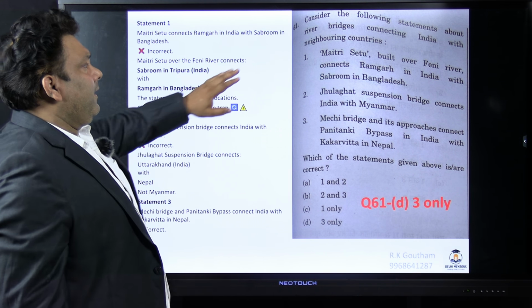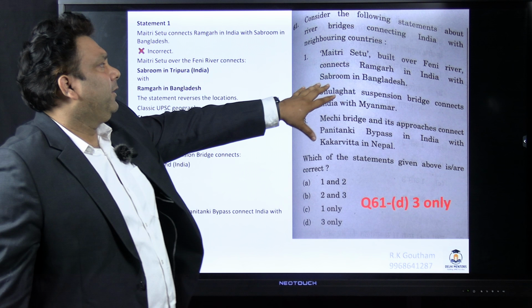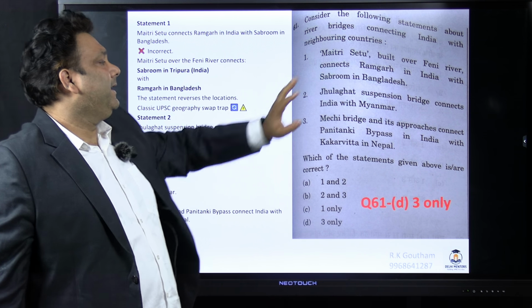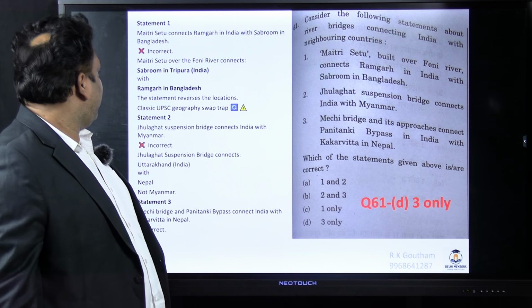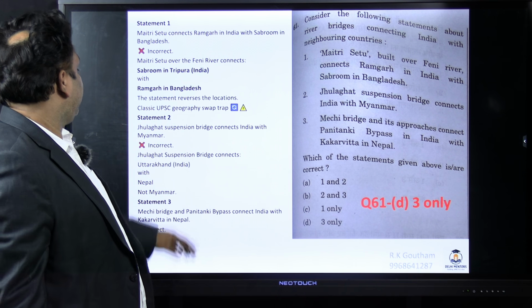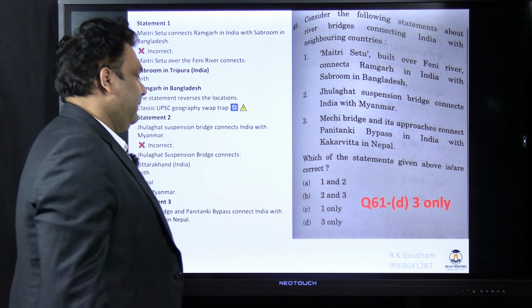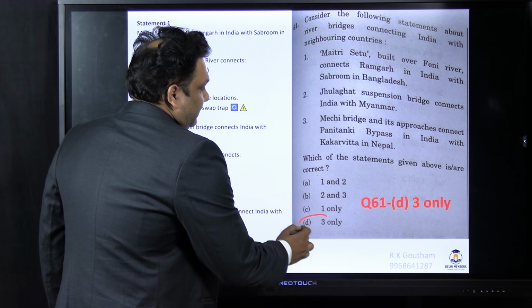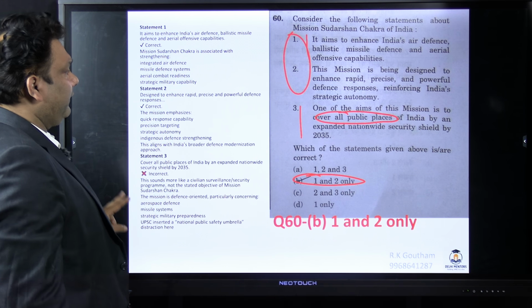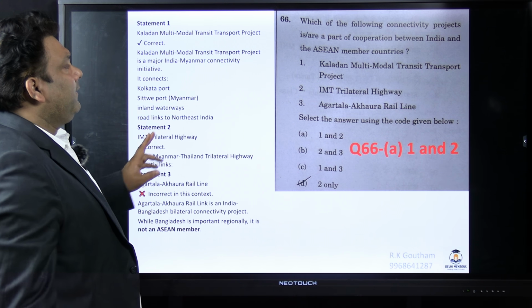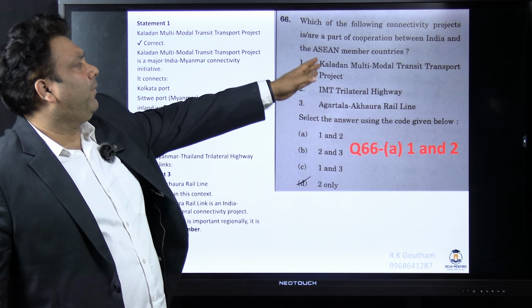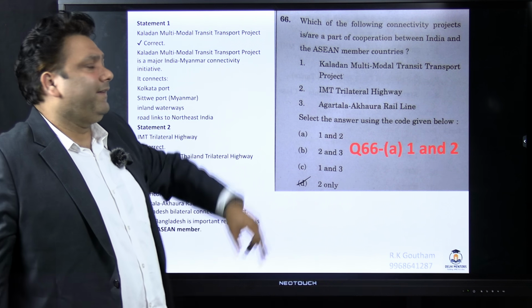Next, consider following statements with respect to the river bridges connecting India and neighboring countries. So the correct order, okay, I have given here. You can go through this. So the answer is D here. Okay, 3 only is right. You can go through this. So next, which of the following connectivity projects are part of India and ASEAN members?